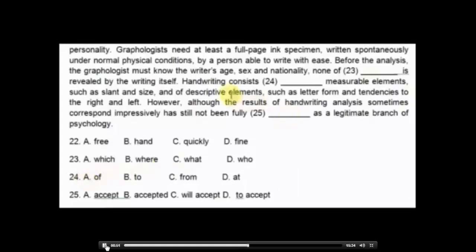So here we have handwriting consists of, to, from, and at. At, lo usamos para I am at home, at school, para lugares, ¿cierto? From, cuando venimos de algún lado, I come from the United States, I come from Colombia.